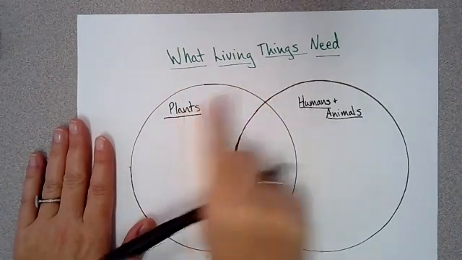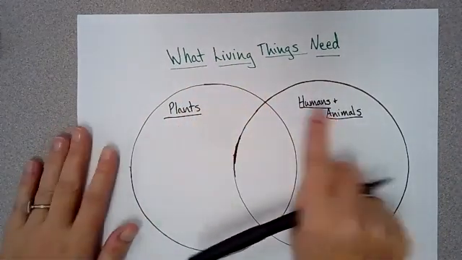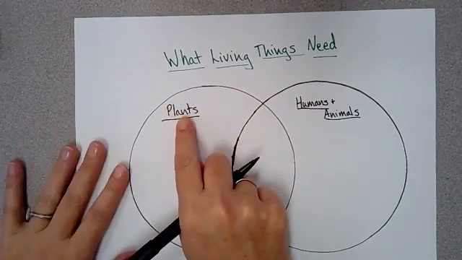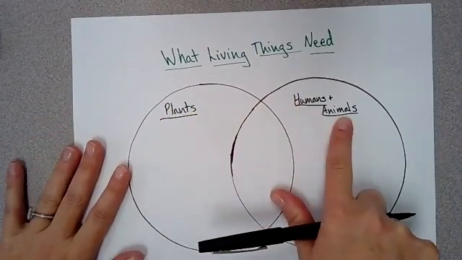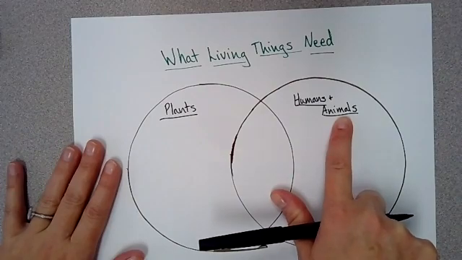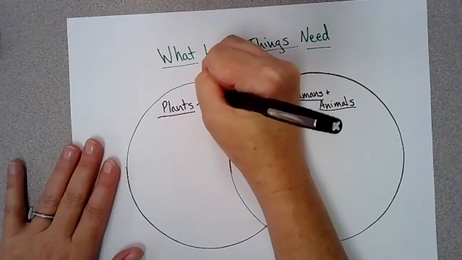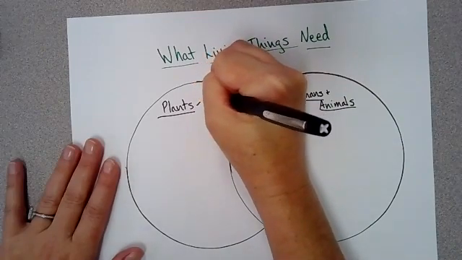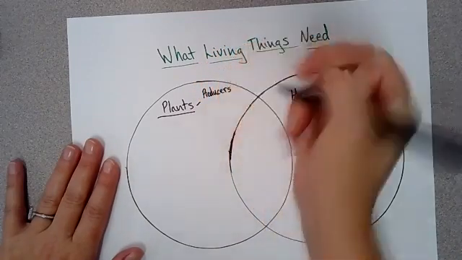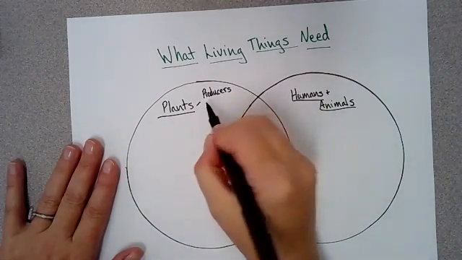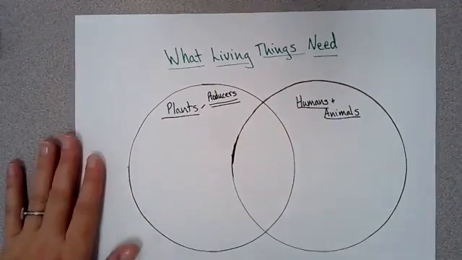These are producers, these are consumers. Plants are producers because they make their own food. Humans and animals are consumers because we cannot make our own food. So remember, plants are producers, write that over here, producers. They make their own food using sunlight and water.